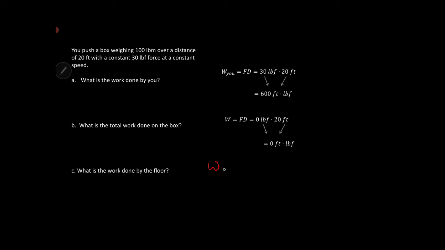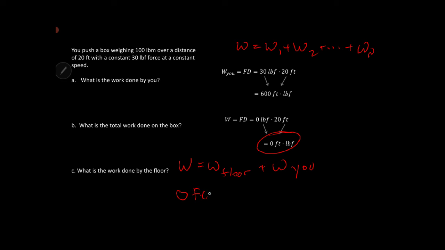So let's look at the work done by the floor. Right, well, how do we figure that out? Well, remember, W equals W1 plus W2 plus dot, dot, dot. So the total work, W, is equal to the work done by the floor plus the work done by you. That's everything that's doing stuff. We said that the total force was 0, so the work was 0, so we have 0 foot-pounds is equal to what we want, W floor, plus the work you do, which is 600 foot-pounds.